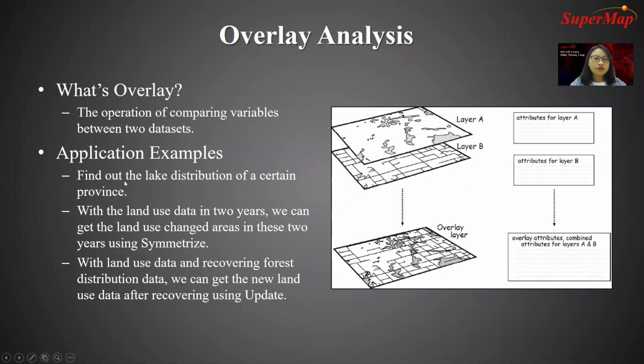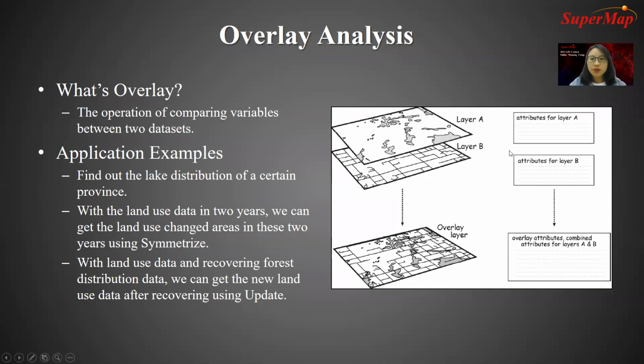If you want to find out the lake distribution of a certain province, you can use the overlay analysis. The second example is that with the land use data of 2 years, we can get the land use change areas in these 2 years using symmetric difference. The third example is with land use data and recovering forest distribution data, we can get the new land use data after recovering using update.